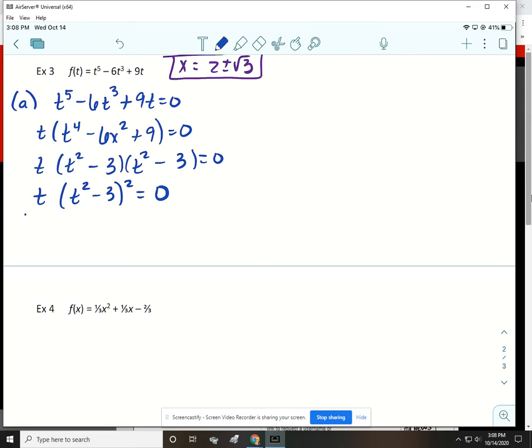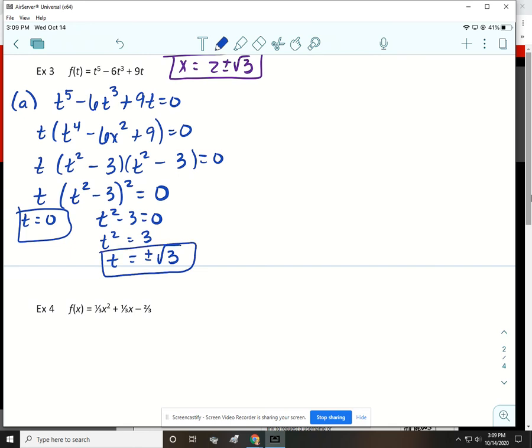All right, and then we'll set each of those factors equal to 0. All right, this one is already solved. This one we have a couple things to do: add the 3 and then take the positive and negative square roots. So let's list out our zeros. We have 0, and we have the square root of 3, and we have the negative square root of 3.